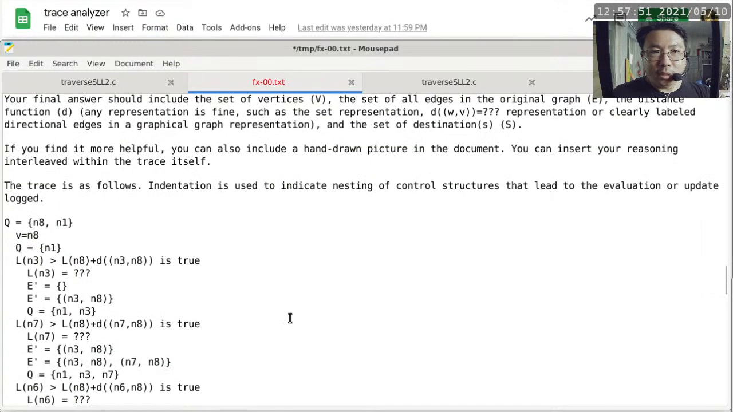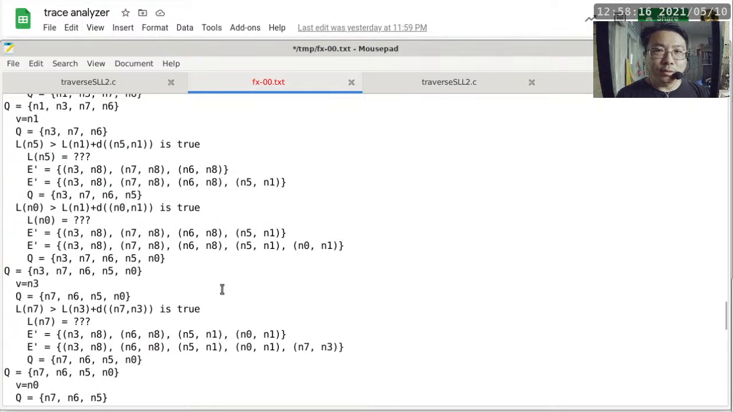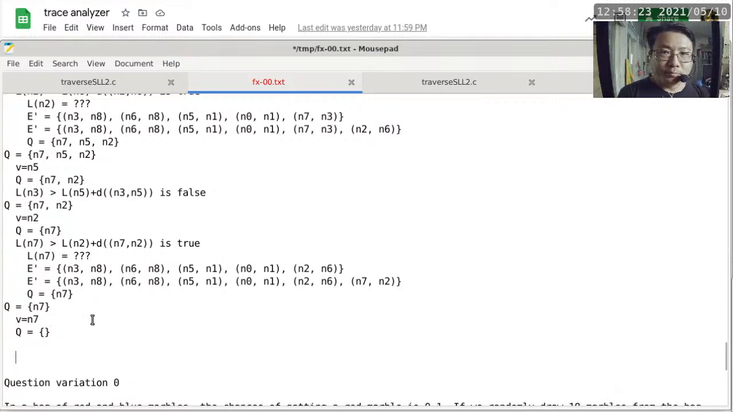So now here is the trace. This trace is obviously mechanically generated. I do have one program that can do this. It basically just runs Dijkstra's algorithm, and we know Q starts with N8 and N1, and then we first choose N8, and so on. Now you look at this trace. It looks a little bit tedious and hideous. But what you want to do, this is the next question, by the way. This one is question number 3.